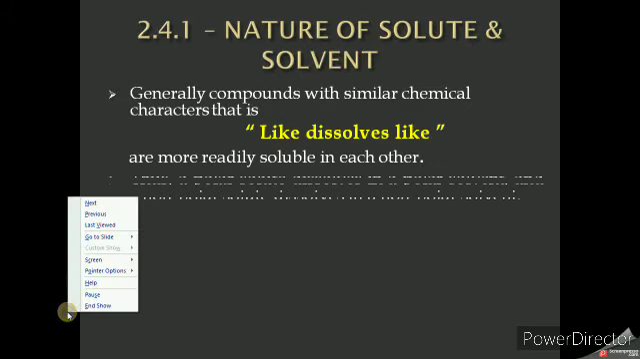So let us discuss the first factor, that is nature of solute and solvent. Generally, all are familiar with the rule: compounds with similar chemical characters, means their nature is same, are more readily soluble in each other. So one rule is there, like dissolves like.